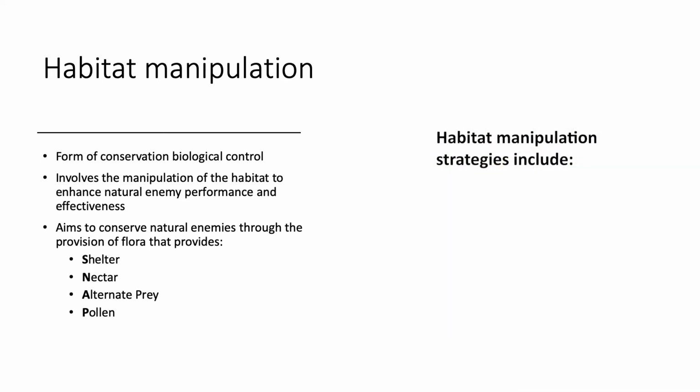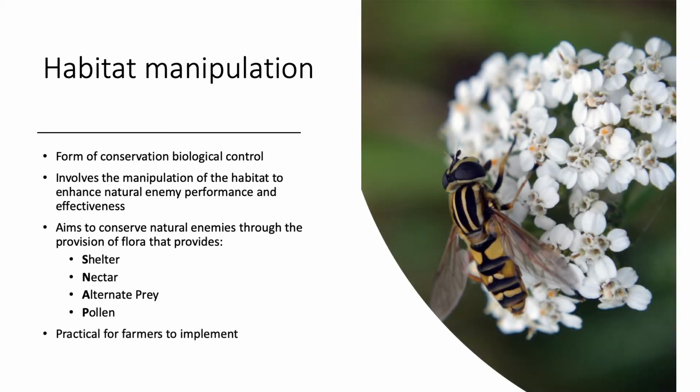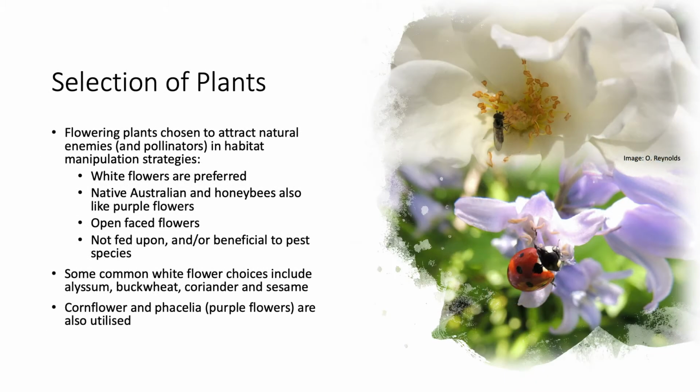Habitat manipulation can involve a range of strategies such as trap crops, push-pull plants and flowering strips, just to name a few, and can be adapted for different agroecosystem requirements. An important consideration of applying these strategies on farm is that they are practical for farmers to implement and of course maintain. It is key that flowering plants selected for habitat manipulation to support natural enemies in agroecosystems display several important characteristics.